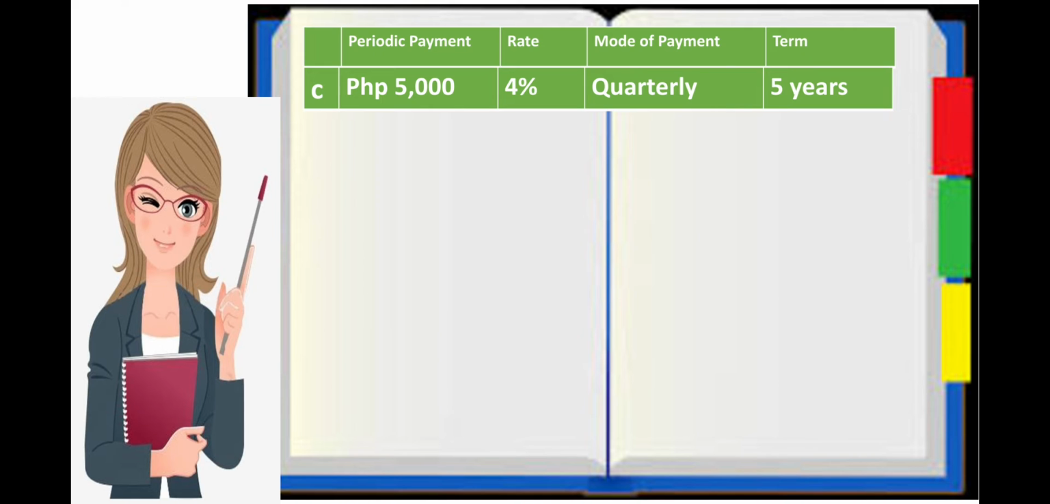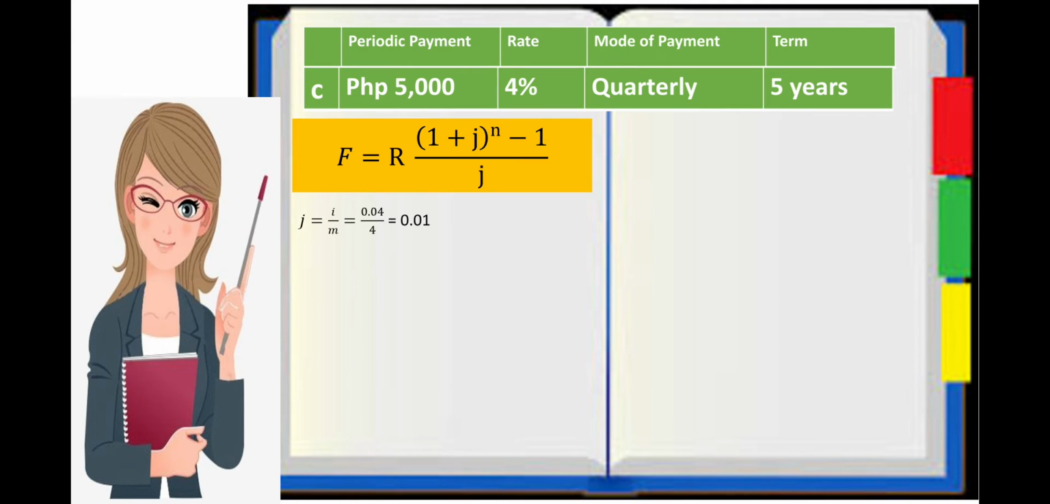Okay, so we're going to solve now for letter C as an example. For letter C, given is periodic payment is 5,000, while rate is 4%, mode of payment is quarterly, and term is 5 years. So to find the future value, we're going to use this formula, then substitute the regular payment, which is 5,000. But before that, we're going to solve first for the value of j. To find the value of j, rate divided by the number of payments, which is quarterly, so 4. That's 0.04 divided by 4, equal to 0.01. And to find the value of n, we multiply m times t, where m is the number of payments per year and t is the number of years. So we have 4 times 5 is equal to 20.